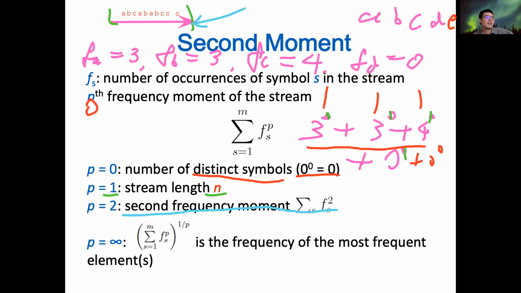So it is 4. Okay, let's see what it is. Right. So basically we know that we should have quadratic. So this thing is 0 anyway. Okay, and this is 9 plus 9, right? Plus 16. Okay. So this is 25 plus 9, 34. Yeah, the answer is correct. Right. So this is the second frequency moment.